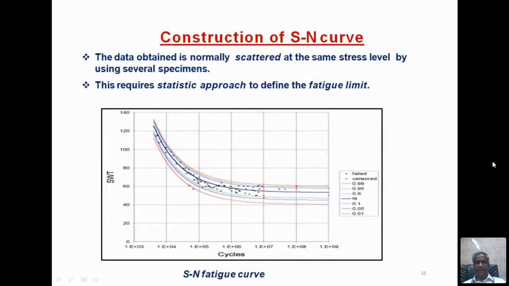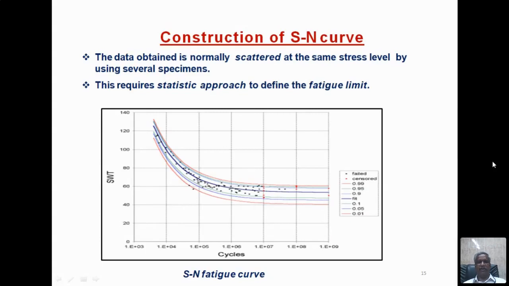And the construction of SN curves, as you all know, has a lot of scatter. Why, if you see this curve, a lot of scatter. Why a lot of scatter? As I told you, that's why people even at one stress level will test 10 specimens. Actually, if you want to construct an SN curve, that is the procedure. For one stress level, suppose for 100 megapascal, you have to test at least a minimum of five specimens, at 100 itself. So you will get different values.